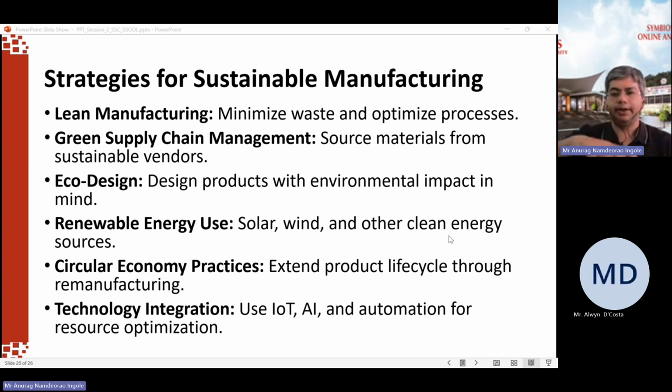Then technology integration. If you want to become sustainable, with all these strategies, if we are using technology, it will help us achieve our initiatives faster. Using IoT will enable you to get more and more data, more and more visibility across your operations. Using AI and automation for resource optimization. So how can we use AI?